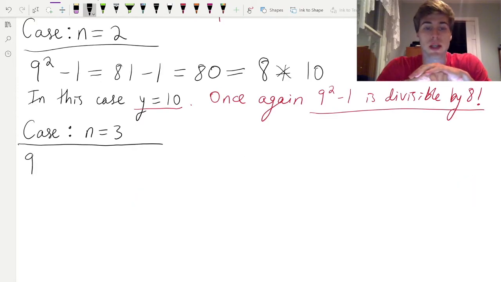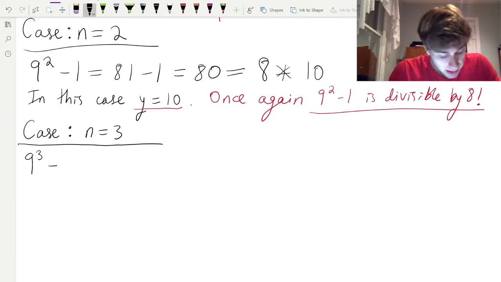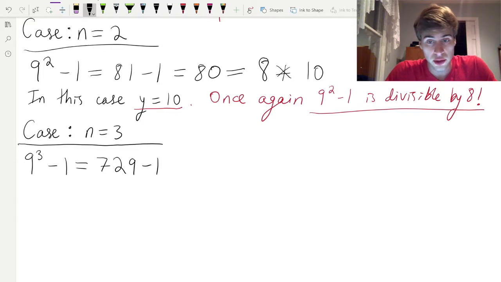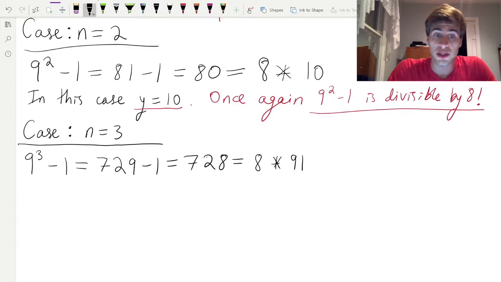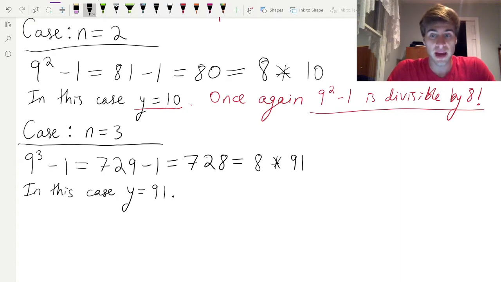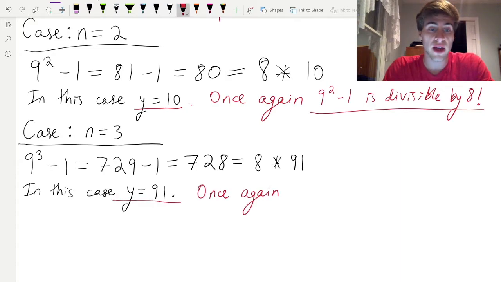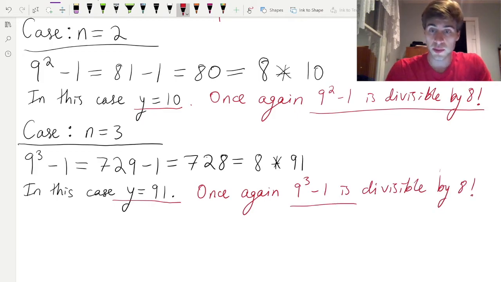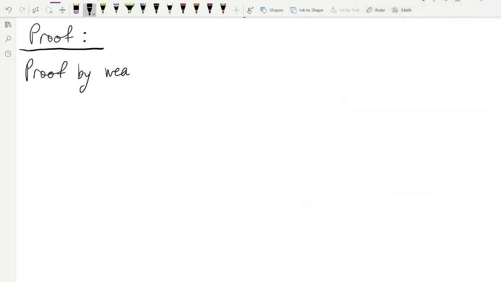Okay, let's try this one last time. Let's take 9 to the third minus 1. 9 to the third is equal to 729, and if we subtract 1, we get 728, which is equal to 8 times 91, where y in this case is equal to 91. As we can see, there is a pattern. So far, every value of n has yielded a number which is divisible by 8. So, let's prove this using weak induction.